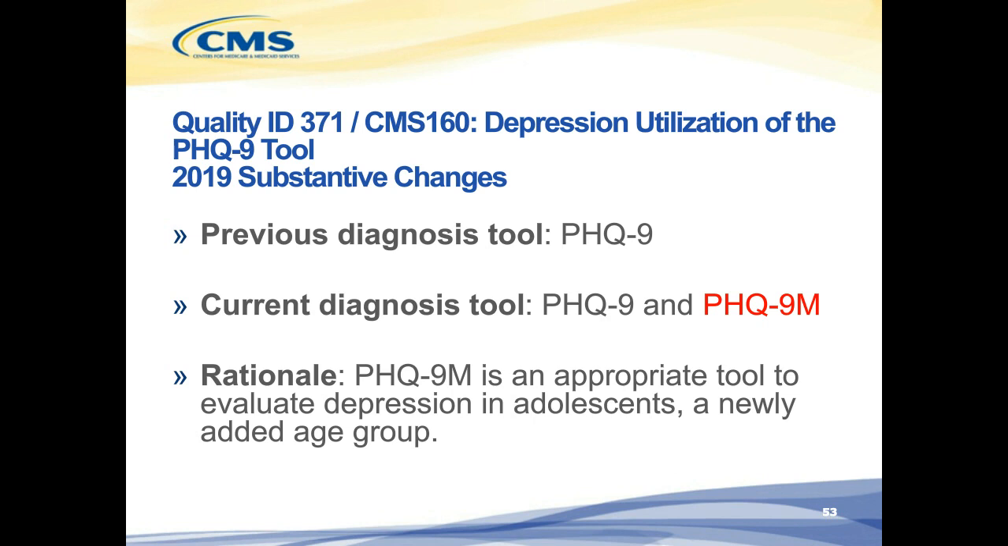The previous measure allowed for the PHQ-9, and now it's been expanded to allow the PHQ-9 and the PHQ-9M. And the PHQ-9M is an appropriate tool to evaluate depression in adolescents for that newly added age group. And just as an update, it's called the PHQ-9M, meaning modified for teens, so modified for adolescents.